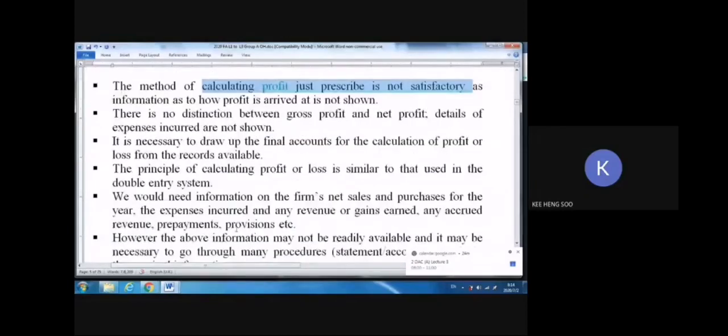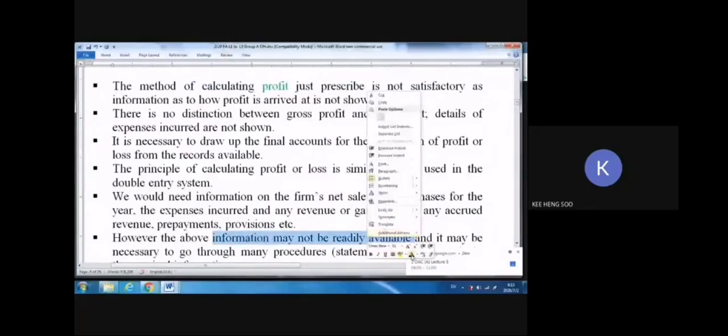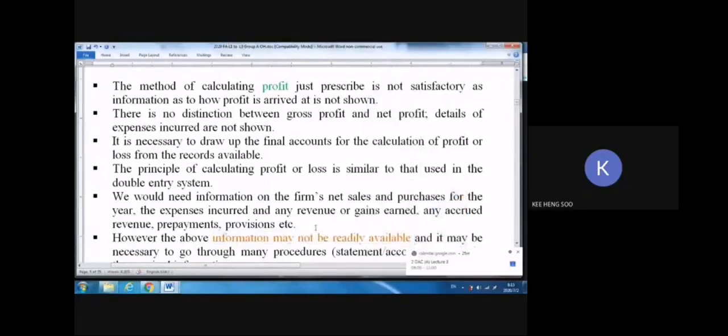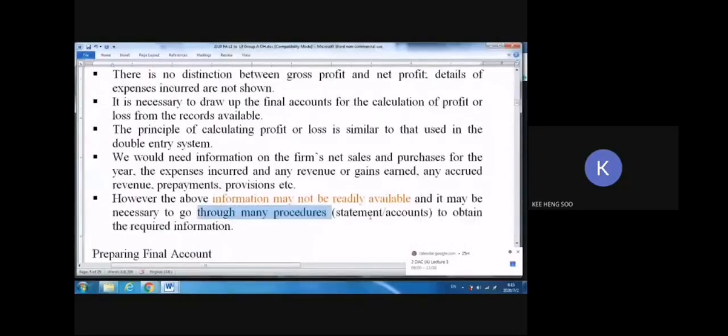But this information may not be always readily available. This is the problem. A lot of information is not readily available. So in this case, we need to go through many procedures, prepare the working note statement account to obtain the required information.